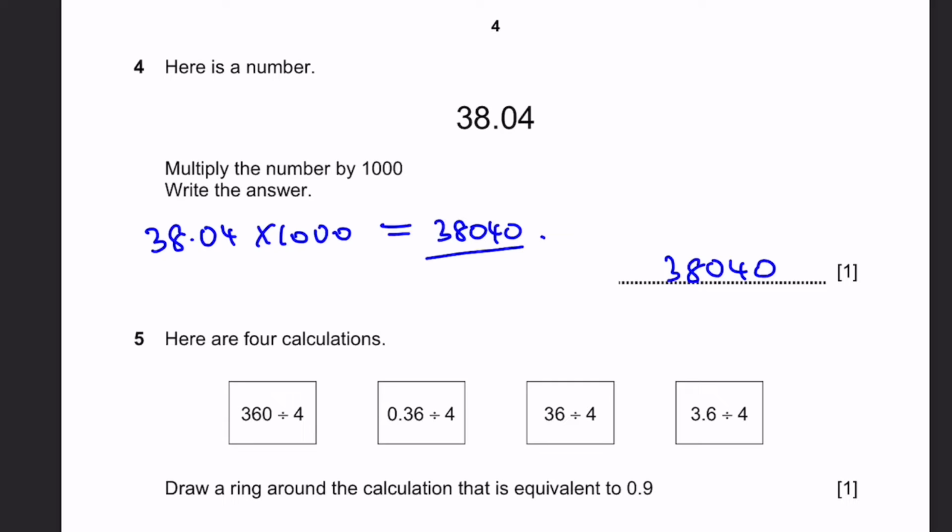Question 5. Here are 4 calculations. Draw a ring around the calculation that's equivalent to 0.9. If you do each of the calculations, you will get 90, 0.099, and 0.9. And the equivalent calculation to 0.9 is the 4th one.